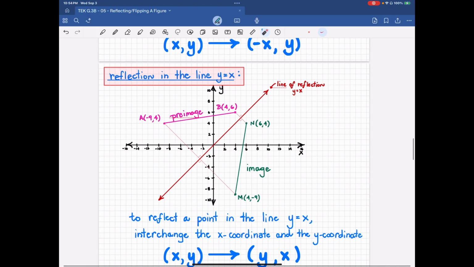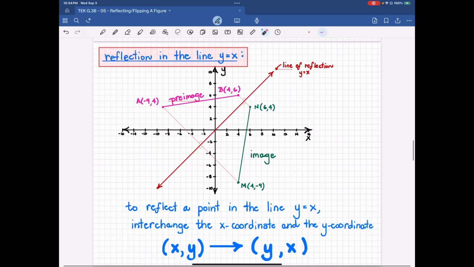The formula for this looks like this, okay? To reflect a point in the line Y equals X, you interchange, which means you flip-flop the X coordinate and the Y coordinate. So instead of it being X, Y, it becomes Y, X. And there you have it. How you reflect a point in the line Y equals X.